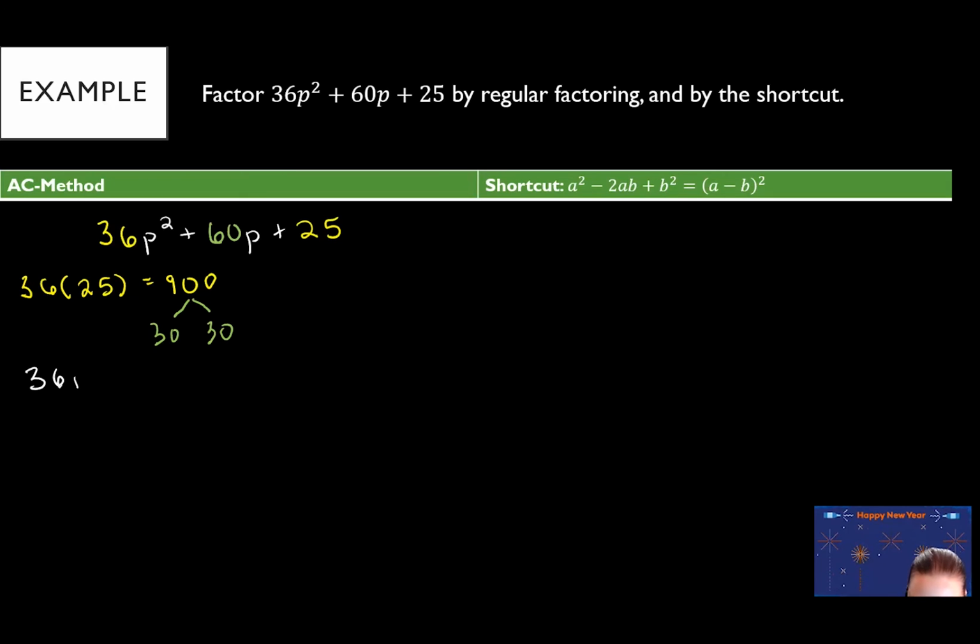So then once you discover that pair, instead of writing 60p, we're going to be writing plus 30p plus 30p.